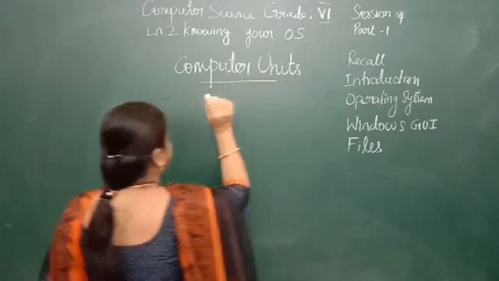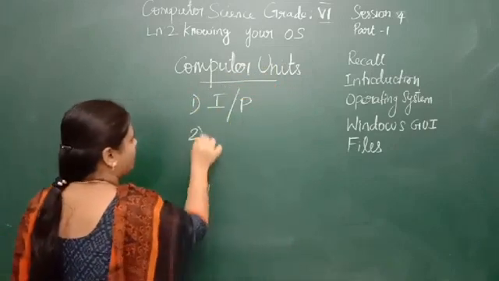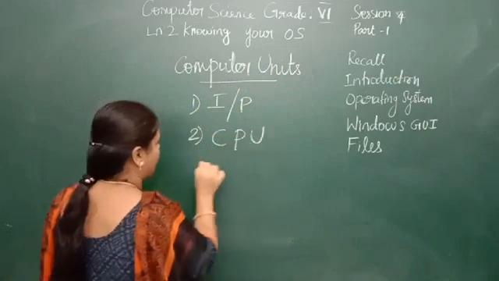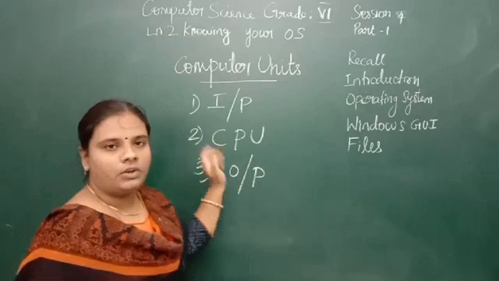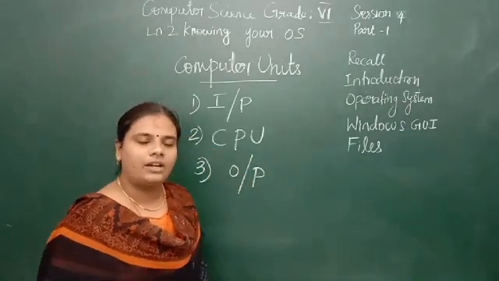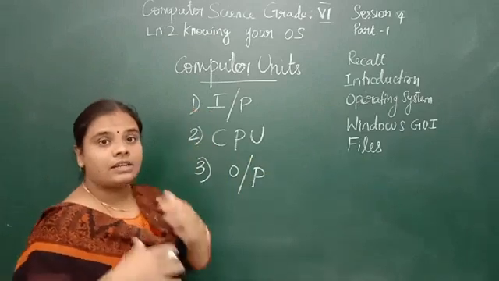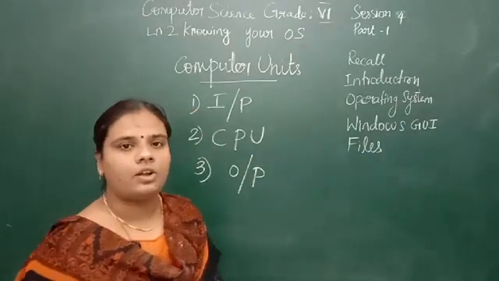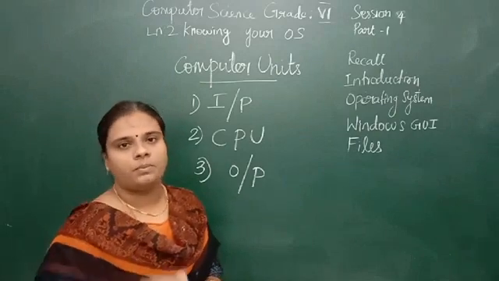A computer consists of 3 units. One is the input unit, second is the central processing unit, third is the output unit. The input unit acts as an interface between the user and the computer. Through the input unit only we can send inputs to the computer.